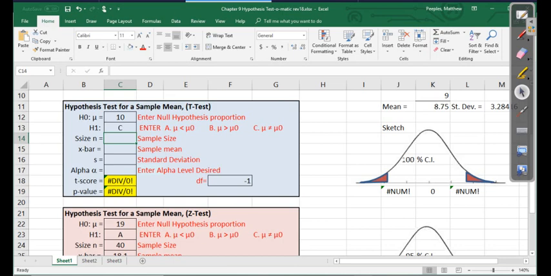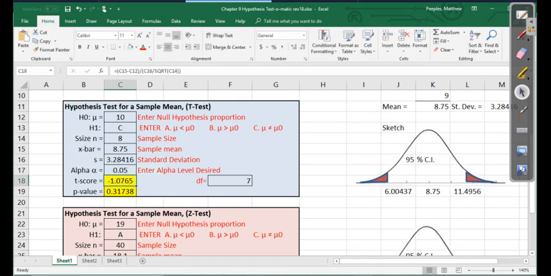The sample size is 8, which means we have a degrees of freedom of 7. The sample mean was 8.75 as shown, and our standard deviation was 3.28416. I believe it's 416. Yes, 416. Okay, that's good. Alpha, well, we want to test this at the 0.05 significance level.